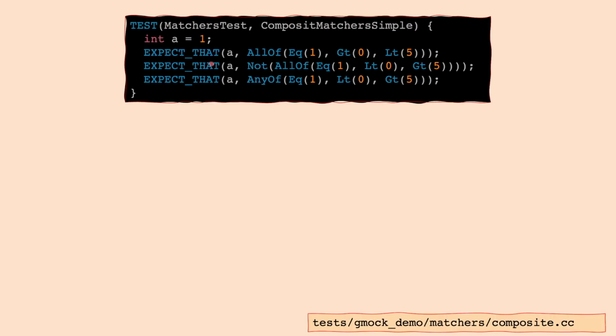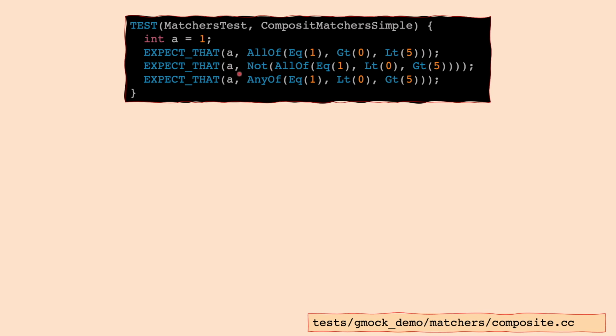Composite matchers allow you to combine several simple matchers together and apply them all to a variable. For example, here, if A is equal to 1, I'm saying expect that A matches all of the following matchers. It's equal to 1, it's greater than 0, and it's less than 5. Next, I'm saying expect that A is not matching all of the following.